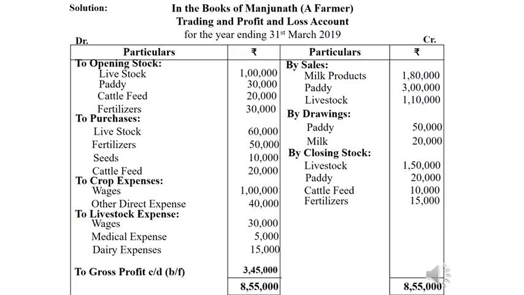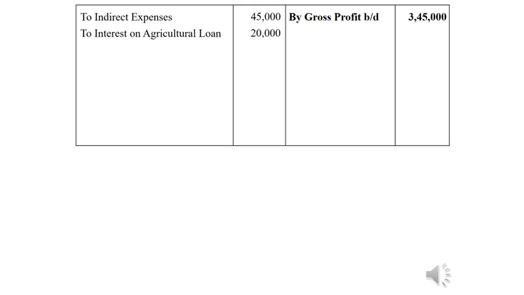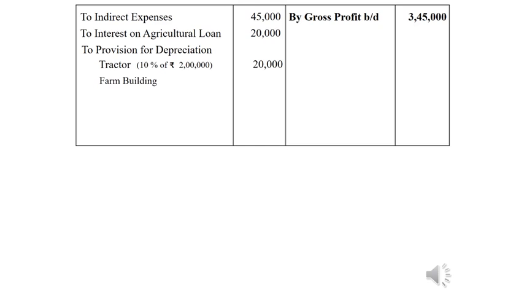Pause this video and understand and record it in your notes. Okay. Profit and loss account. First carry down the gross profit. Gross profit brought down rupees 3,45,000. Indirect expenses are given in the problem, 45,000. Interest on agricultural loan 20,000 is given in the trial balance itself, therefore it will find a place on one side only. Then provision for depreciation on tractor, 10% of rupees 2,20,000. Then farm building, 5% of rupees 1,05,000.